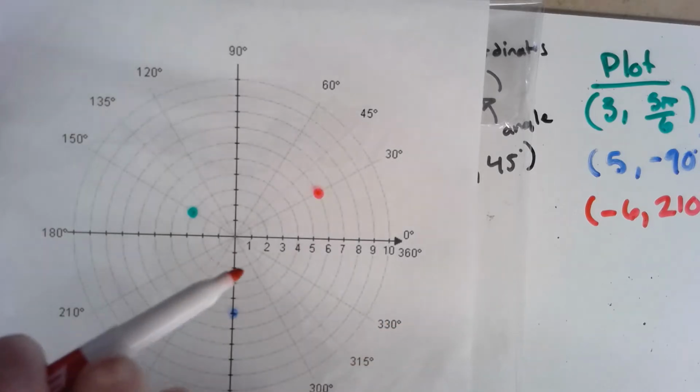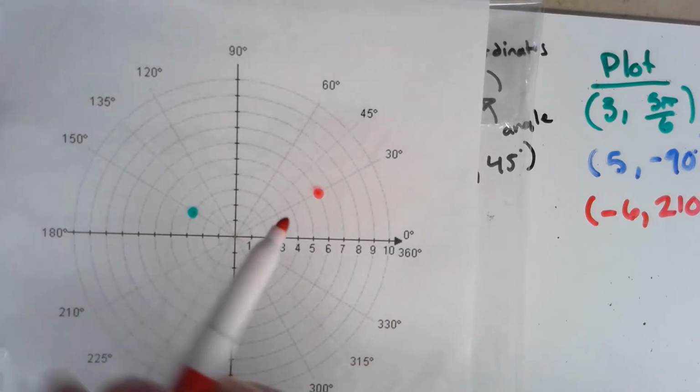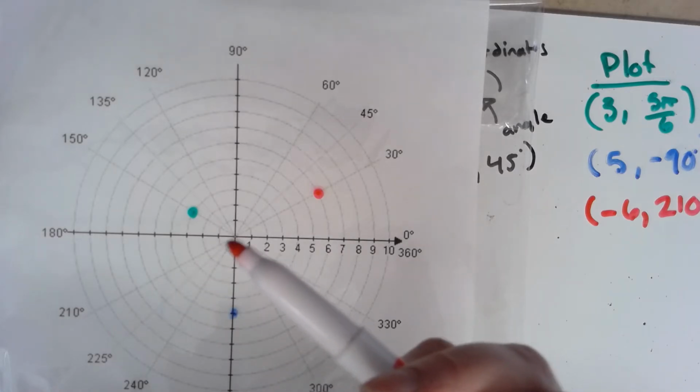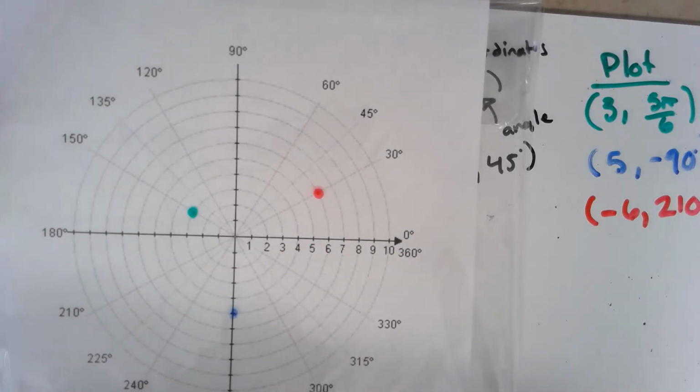Again, we started facing 0 degrees at the pole. We turned all the way to 210 degrees, but because we're going negative 6, it's like we're walking backwards. If our radius is positive, it's like we're walking forward. If our radius is negative, we're walking backwards. Okay, let's do one more.